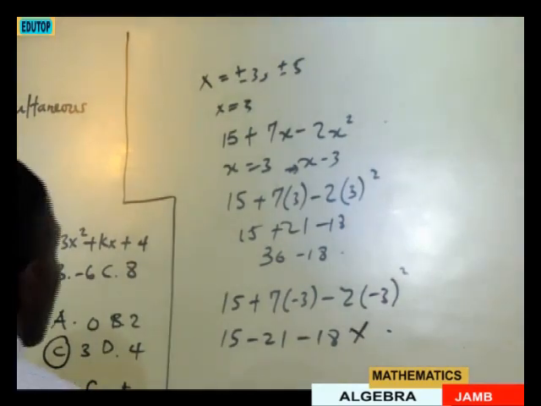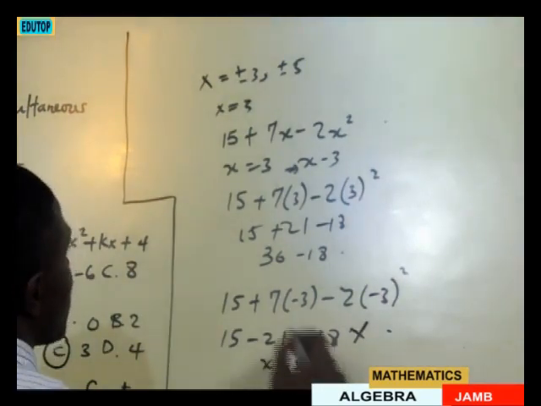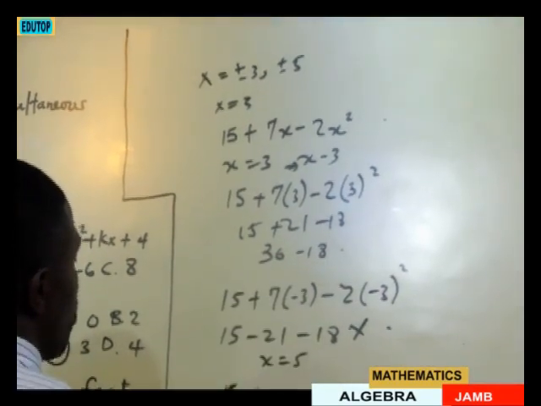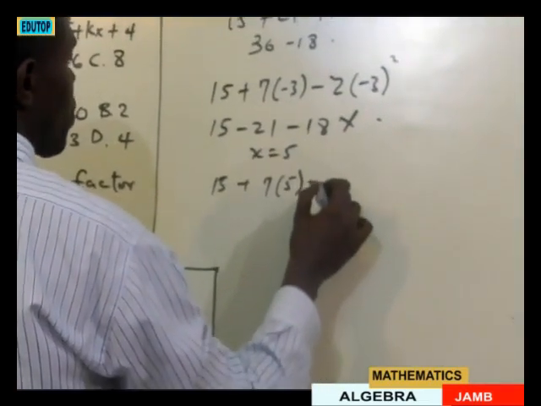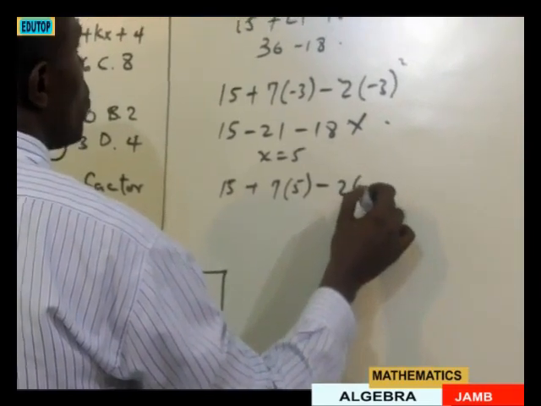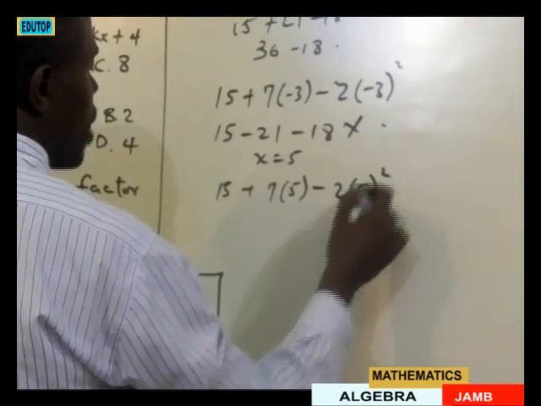Then let's try 5. x equals 5. Then we have 15 plus 7 into 5 minus 2 into 5 squared. 5 squared is what?